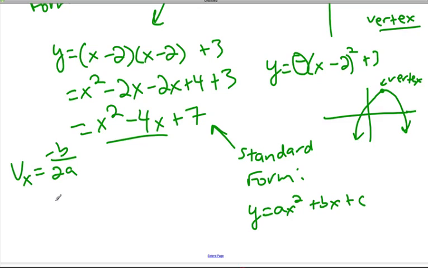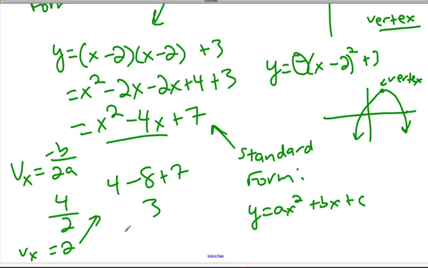So the opposite of negative 4 is positive 4. 2 times a is 2. Our vertex, our x-coordinate is actually 2. And then we put that back into our equation to find the y. 2 squared is 4. 4 minus 4 times 2 is minus 8. Plus 7. So 4 minus 8 is negative 4. Negative 4 plus 7 is 3. So our coordinates for the vertex should be 2, 3.